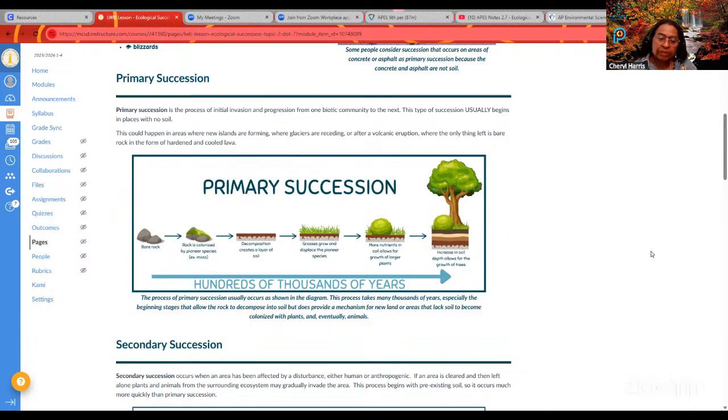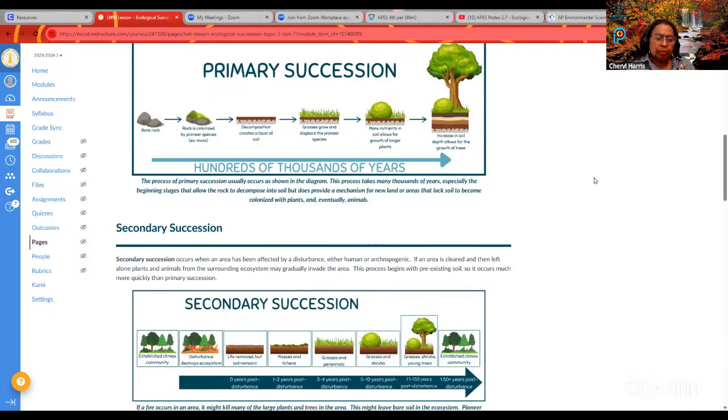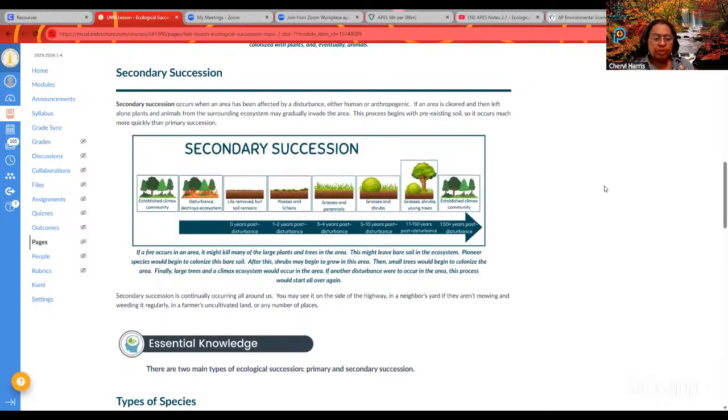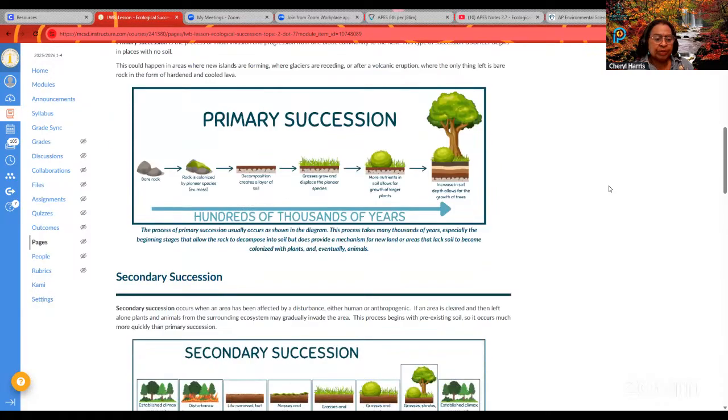So as this is the last unit, Monday we'll do a quick review of all of the units, and then on Wednesday we will do the progress check in the AP classroom. And the progress check is the unit test. So give this a read. There's two types of succession, primary and secondary.